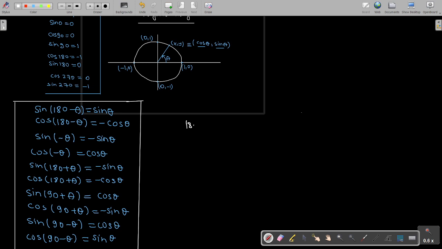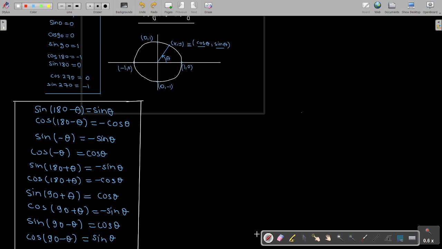If it's 180, then the trigonometric ratio won't change. Wherever there is 180, it's sine on both sides, cos on both sides, right? Whenever you see 90, it changes. If it's a 90, then sine becomes cos. If it's a 90, cos becomes sine. That is one thing.